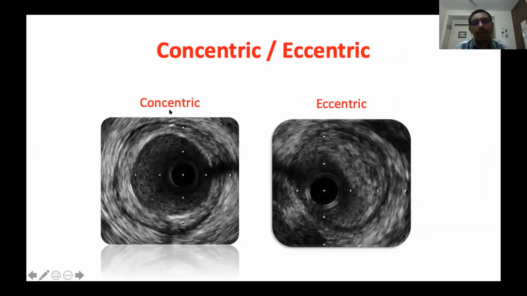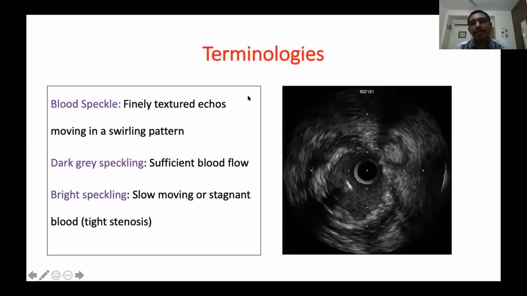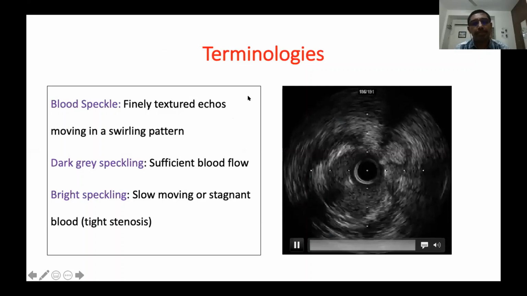And the plaque can accumulate concentrically. That means it goes around the circumference of the vessel, or it can be eccentric. It occupies only part of the circumference. Here, this is an example of concentric plaque, and here this is an example of an eccentric plaque. We need to understand some of the terminologies before going to image interpretation.